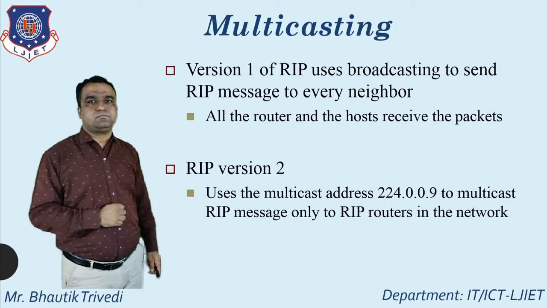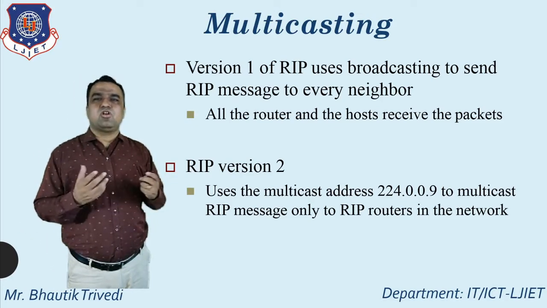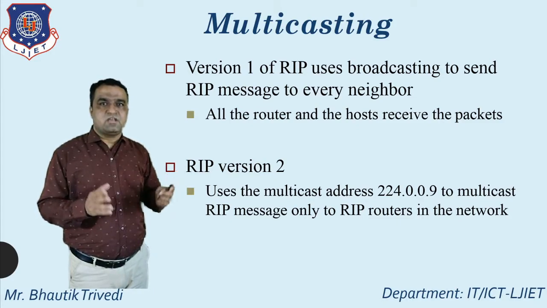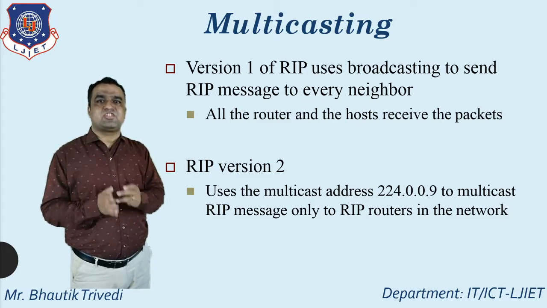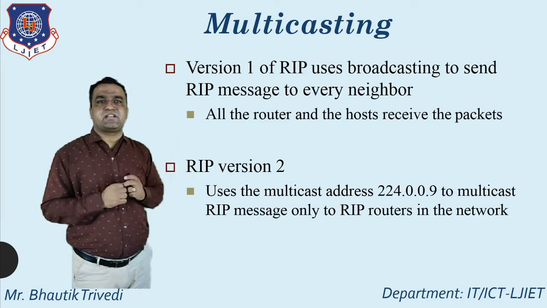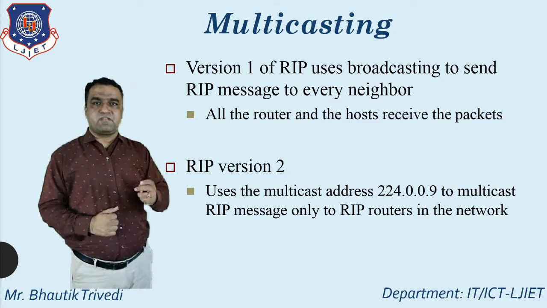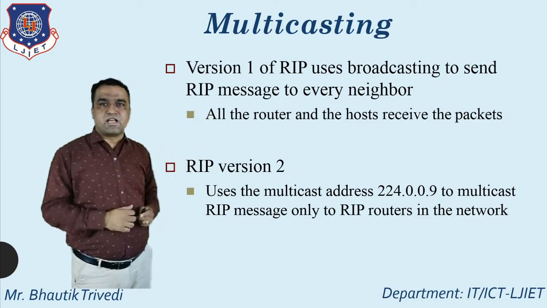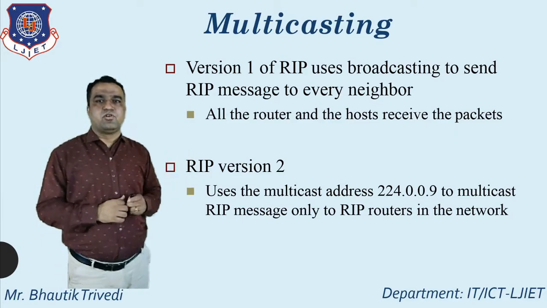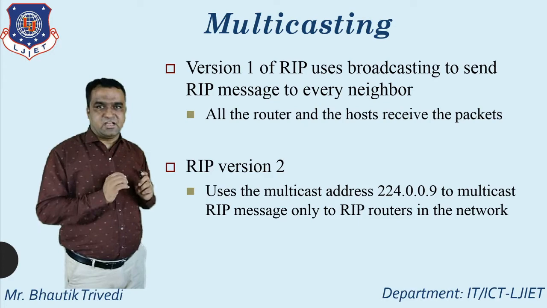After that, how do I apply multicasting with the concept of RIP? All of you know version 1 of RIP uses broadcasting, meaning it directly sends the RIP message to every neighbor. So all the routers and hosts receive the packets, because in this there are mainly two options, request for some and request for all. Instead of broadcasting, RIP version 2 supports multicasting. All of you know the multicast range starts from 224 to 239.